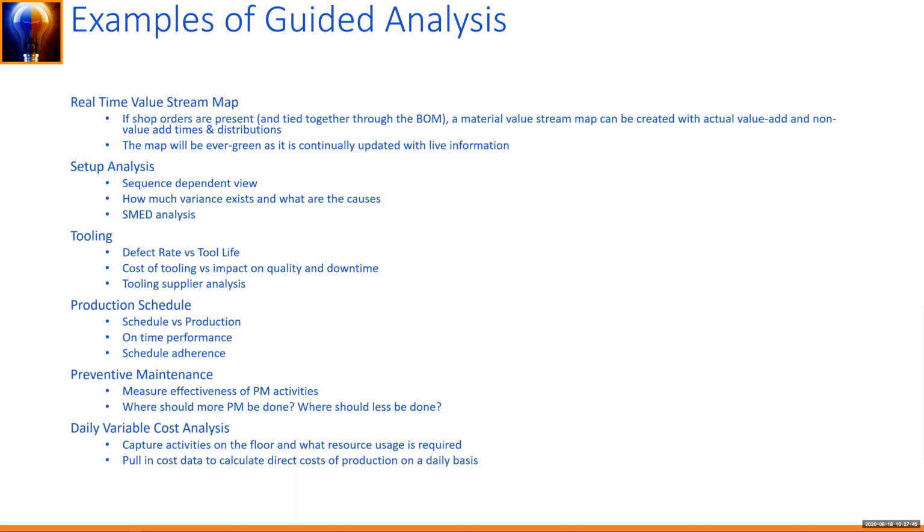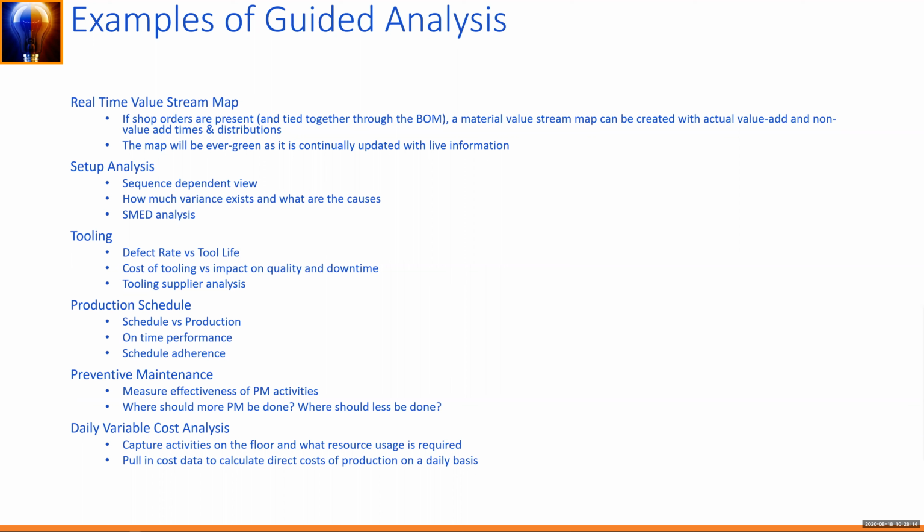If you're looking at tooling, what is the defect rate versus tool life? How do I plot that out in such a way that I can actually show where I should be changing tooling and so forth? If I look at my cost of tooling versus the impact on quality and downtime, and helping the user balance those things off so that they can make those decisions intelligently as well. And then looking at different suppliers for that tooling and what impact does that make on the process.